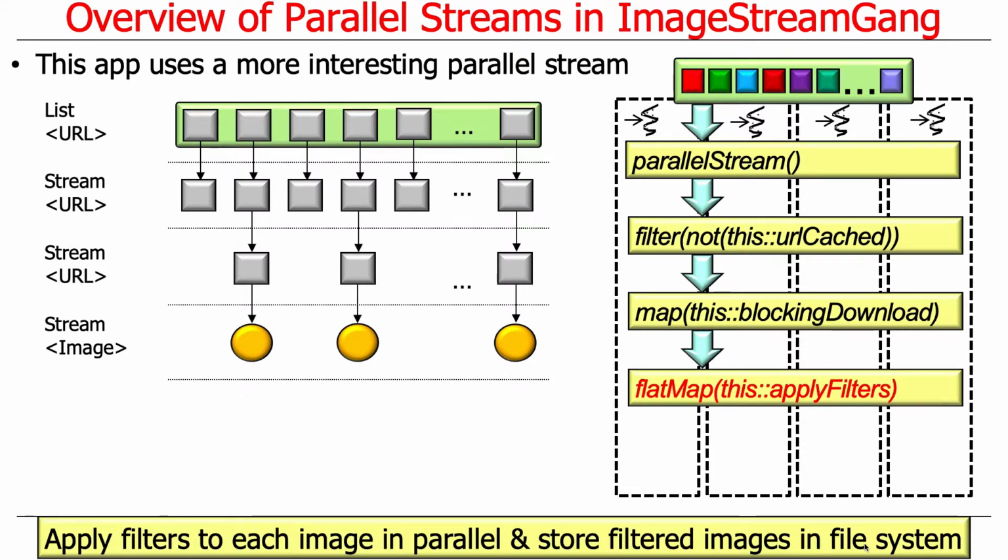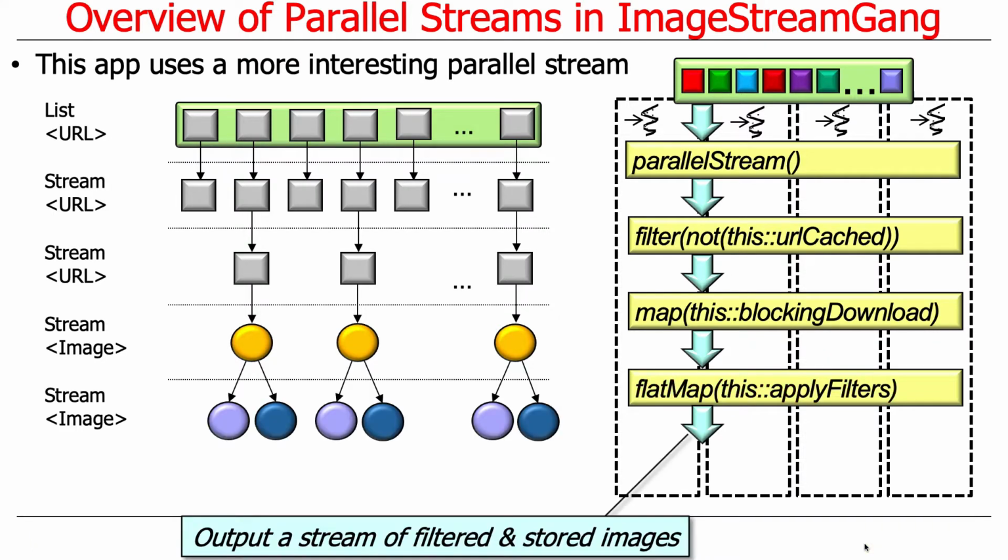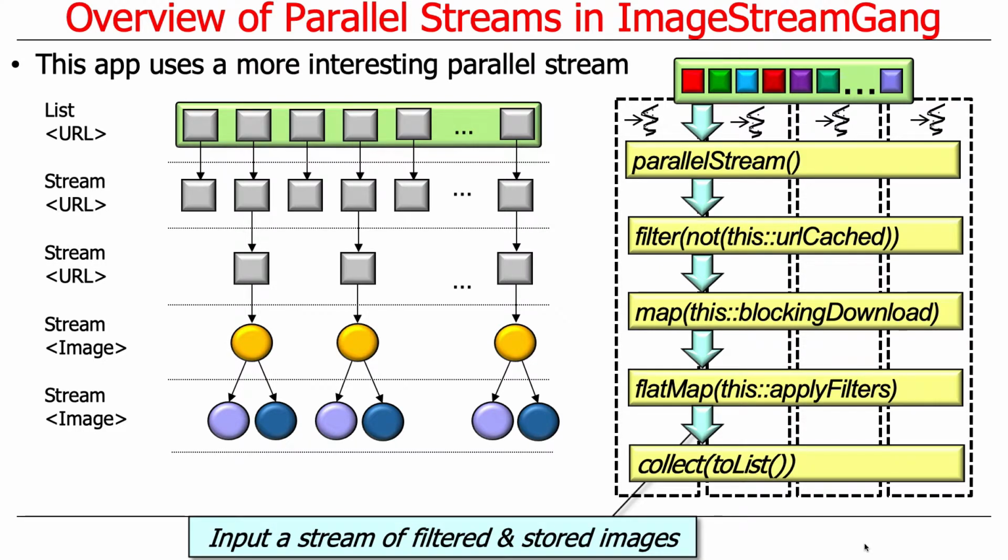So apply filters will apply the filter to each image in parallel and store the filtered images in the file system. We then have a stream of filtered and stored images. That's what's coming out of this thing. So the images that are coming out have been filtered and stored. We collect all these things into a list.